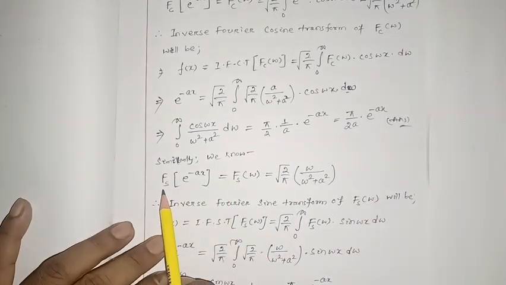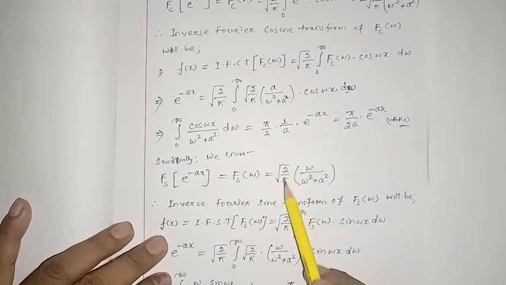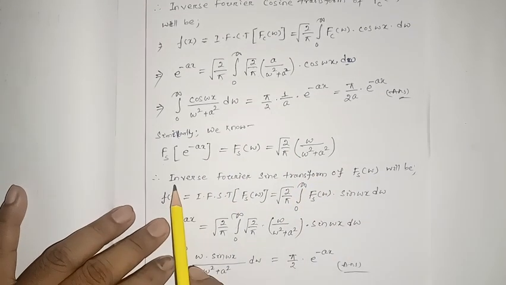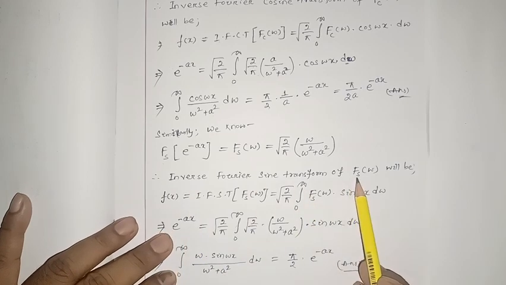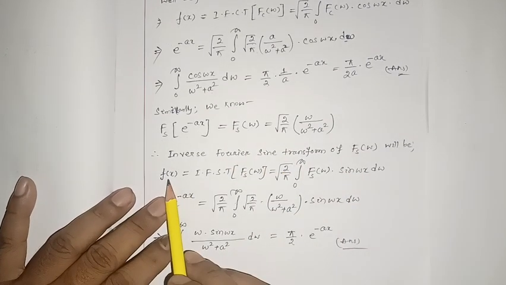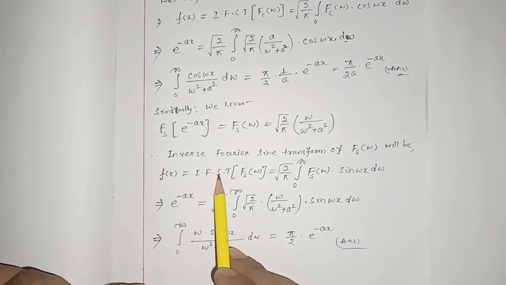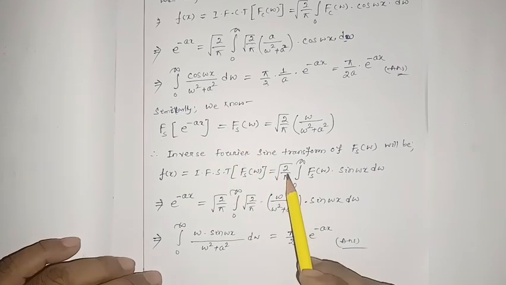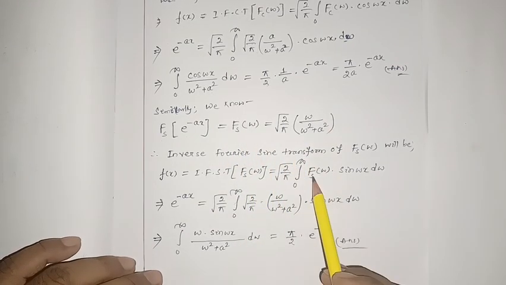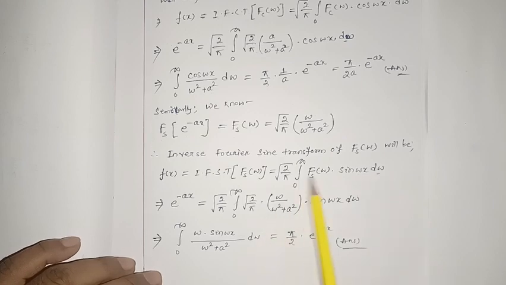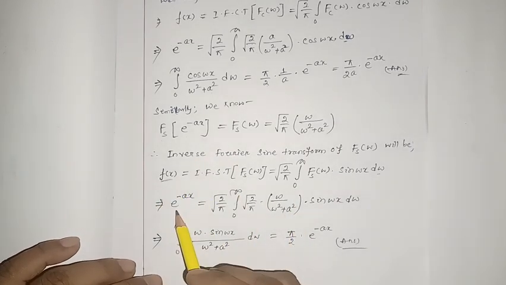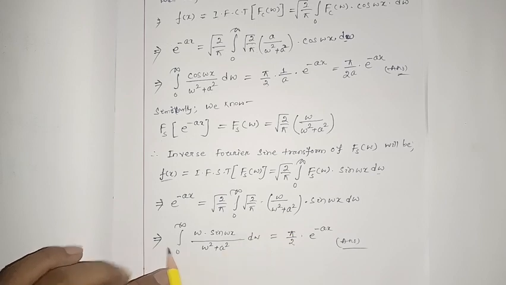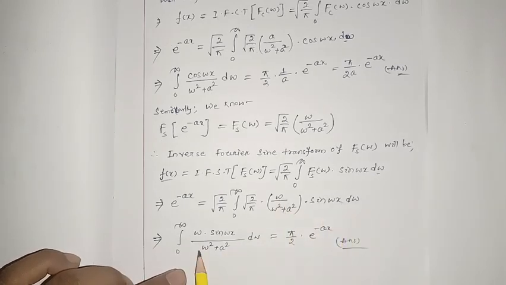Similarly, we know the Fourier sine transform of e^(-ax) equals root of 2/π times ω/(ω² + a²). Now if we consider the inverse Fourier sine transform of this, the function f(x) equals root of 2/π times the integral from 0 to infinity of Fs(ω) sin(ωx) dω. Instead of Fs(ω) I substituted this value, and f(x) is given in the question as e^(-ax). So the integral from 0 to infinity of ω sin(ωx)/(ω² + a²) dω will be equal to π/2 times e^(-ax).